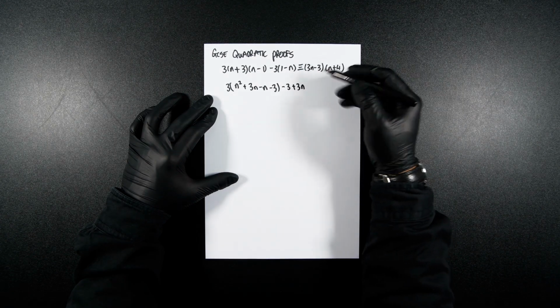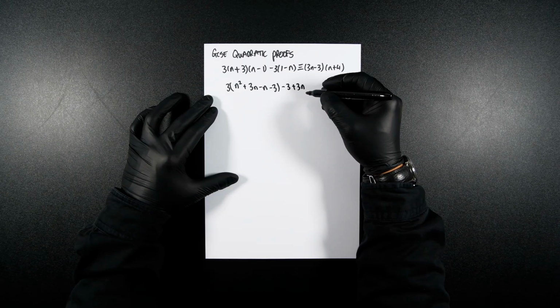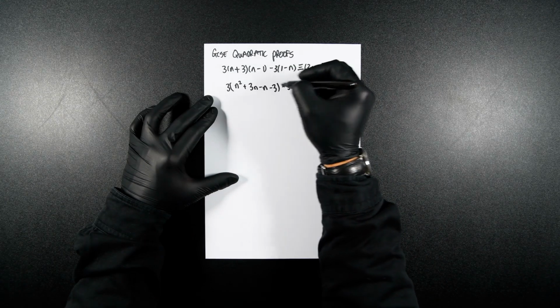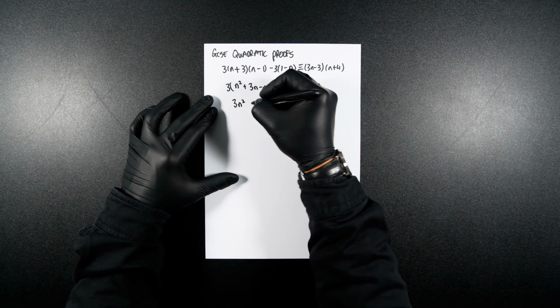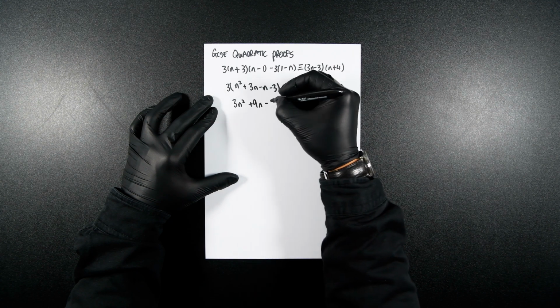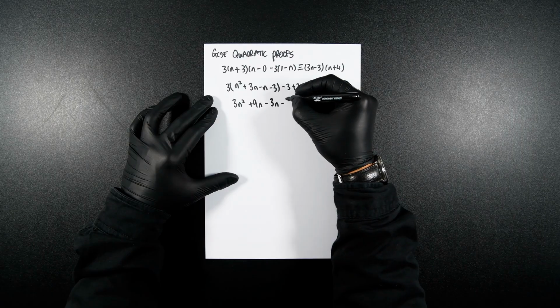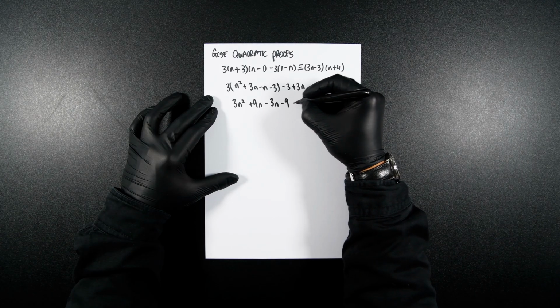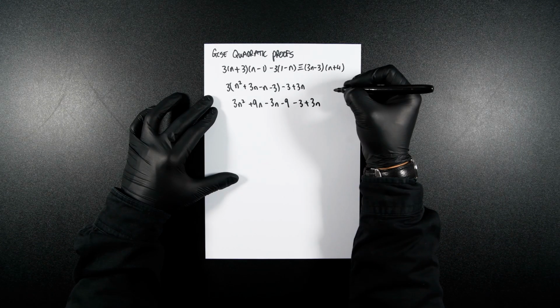I'm not going to write the right-hand side every single time. We don't need to do that. We can now expand all of this in, so that's going to be 3n squared plus 9n minus 3n minus 9 minus 3 plus 3n.